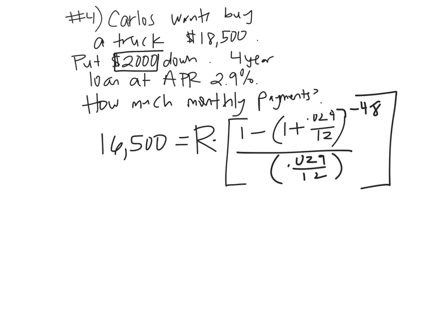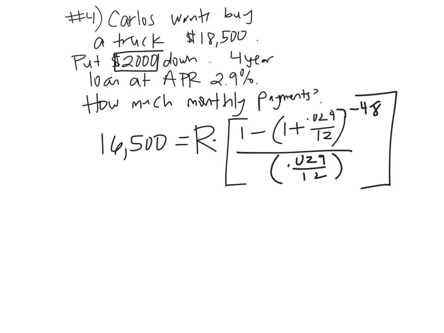Let's see if we got it. I would do 1 minus, parentheses, 1 plus 0.029 over 12, raised to the negative 48. I would do that first and hit enter. Okay? Then I would divide it by parentheses 0.029 over 12. So 45.269. Then I would take 16,500, the amount that I need to finance. I took the 2,000 off already because he put that down. And I'm going to divide it by that answer that I got.